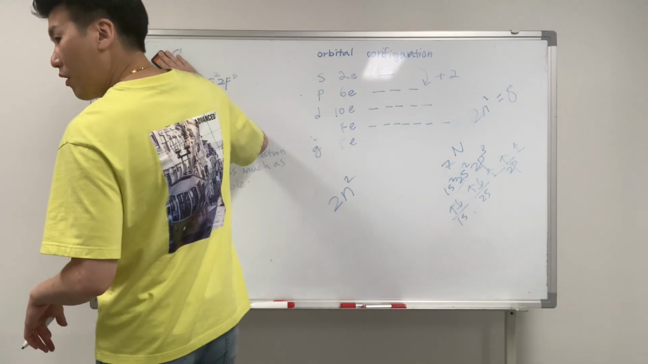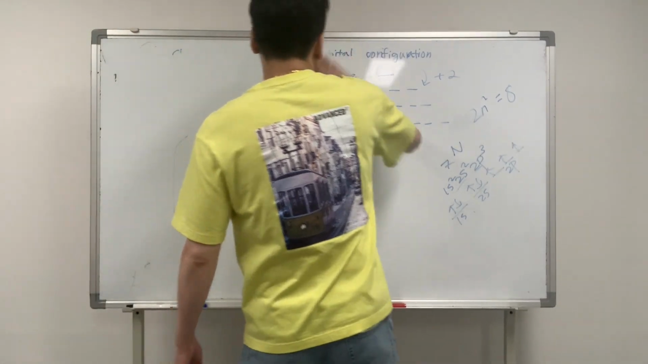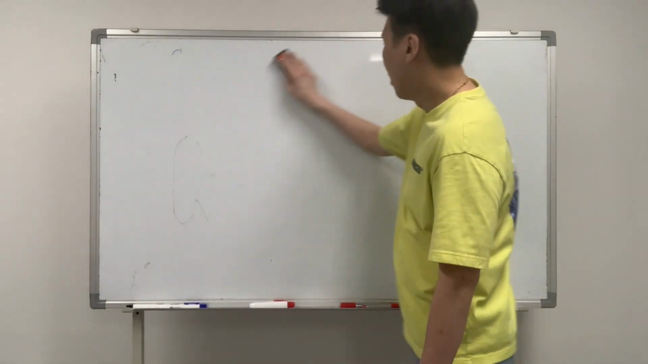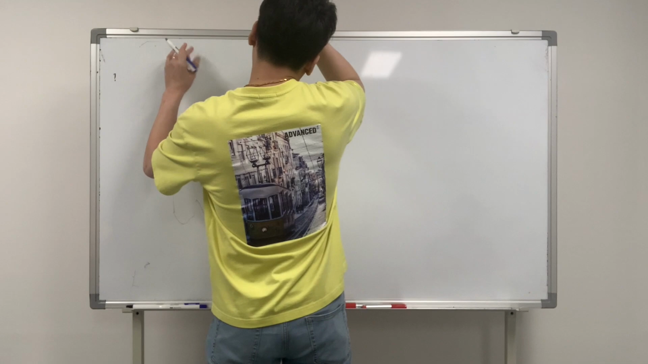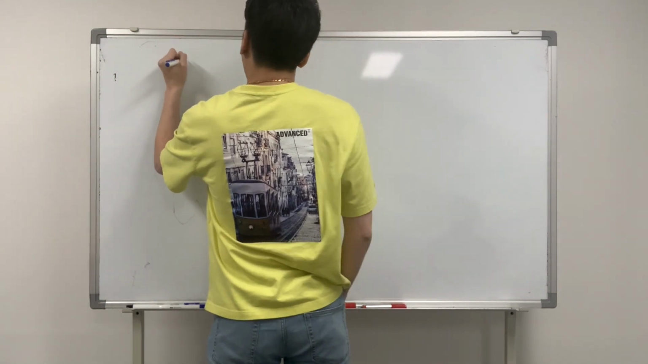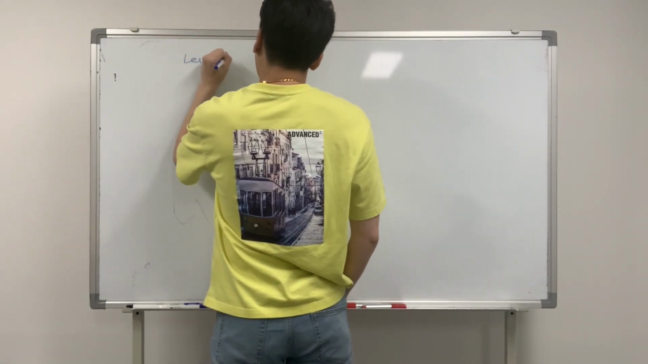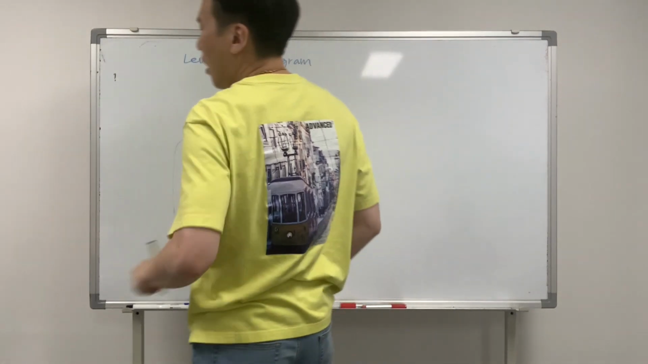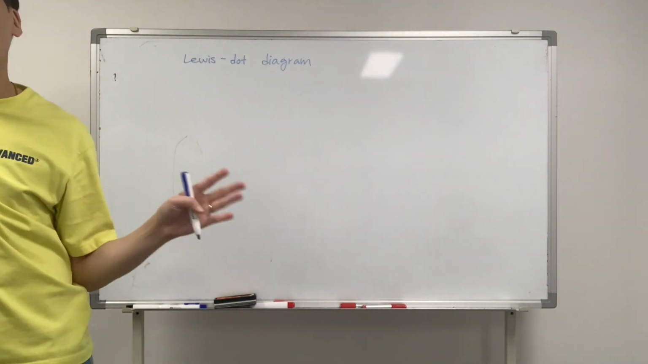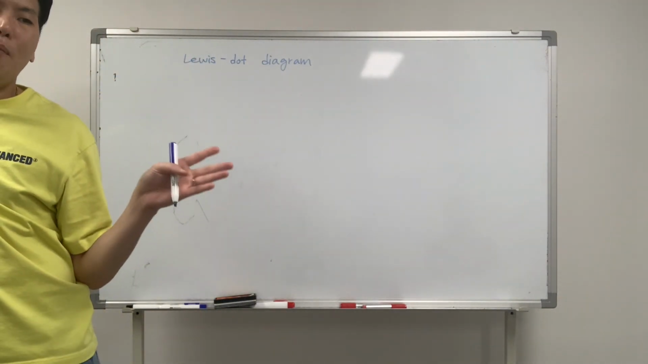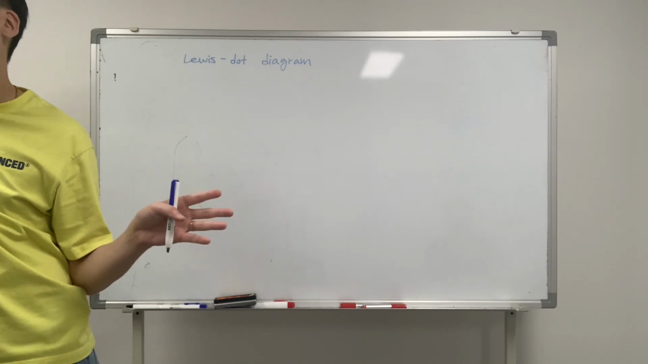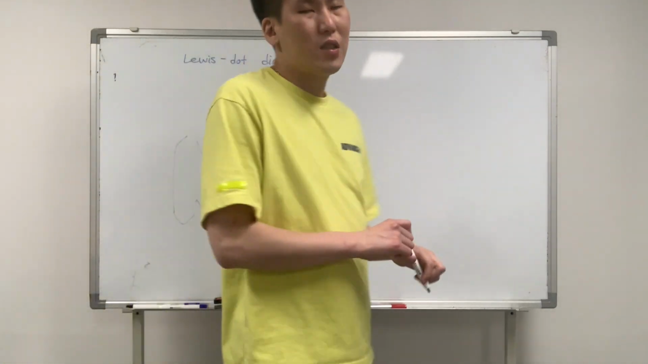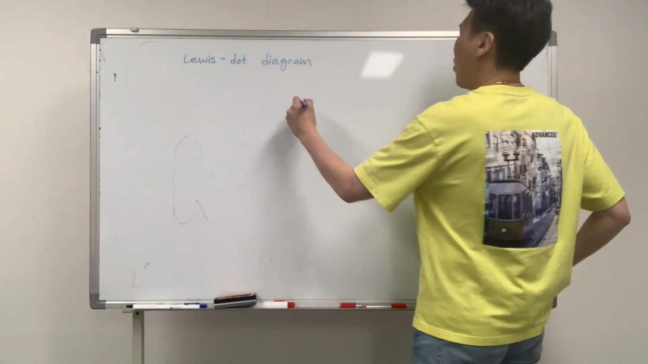Can I erase everything? Alright. It is the Lewis dot diagram. So for the Lewis dot diagram, why is it important? We use this diagram to draw bond structure later on, maybe Thursday or Friday. But just for now, we'll do it for some elements. Okay, this is how you draw.